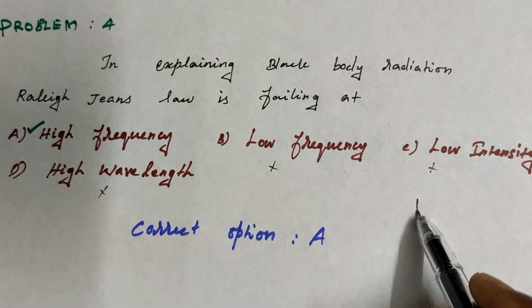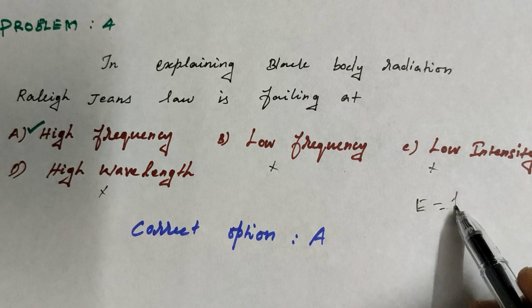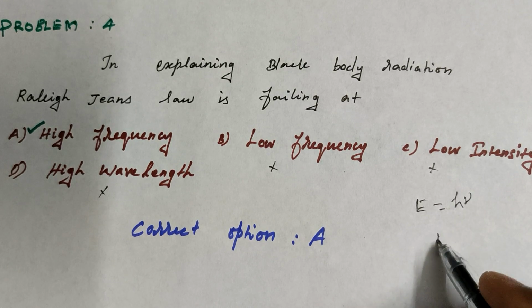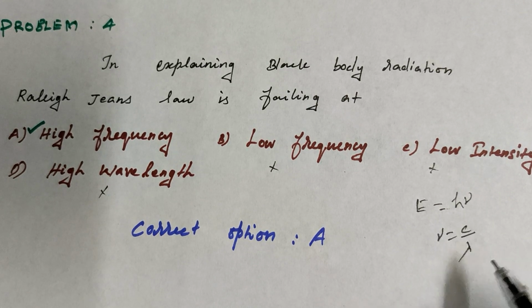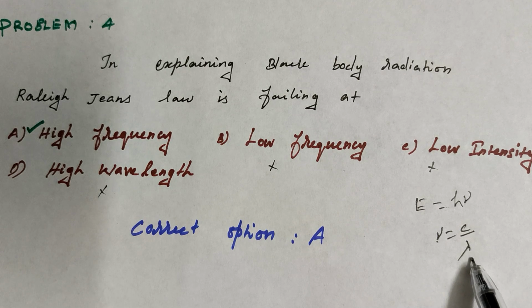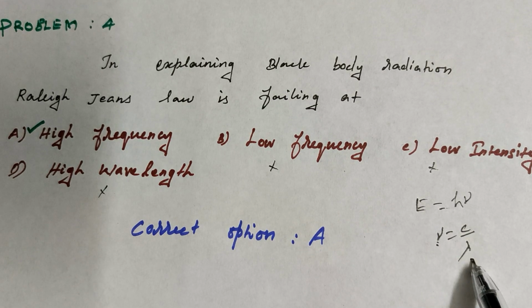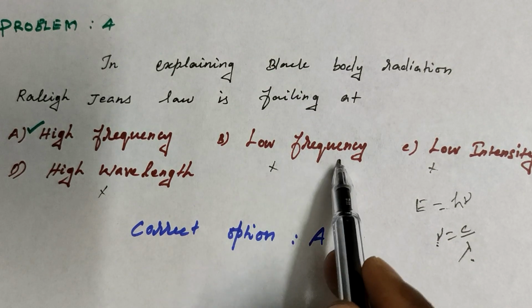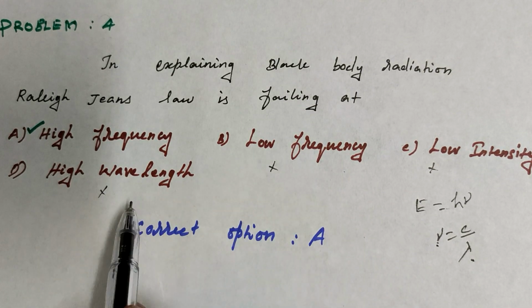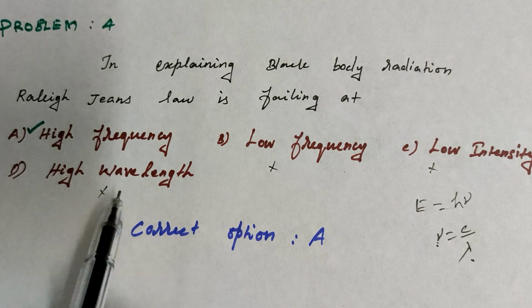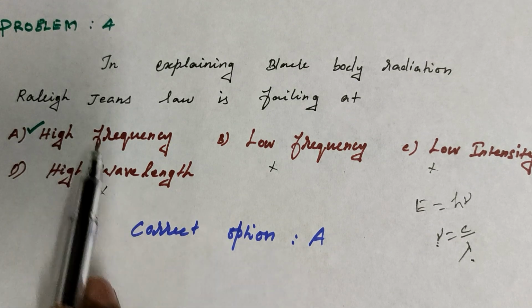Because E is equal to h nu, and nu is equal to c by lambda, nu is inversely proportional to lambda. So as the frequency increases, lambda decreases. So low frequency and high wavelength are the same. So in this question, the correct option is A.